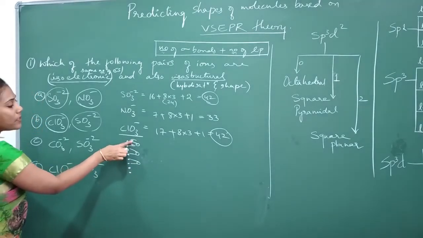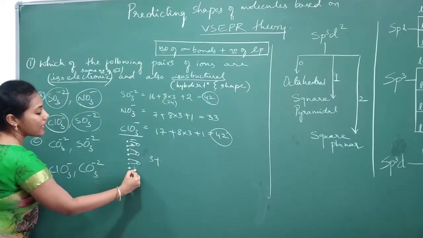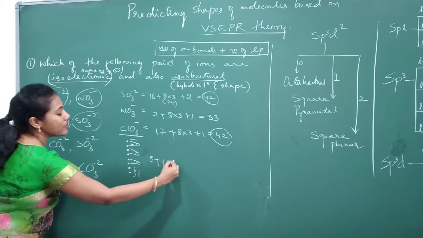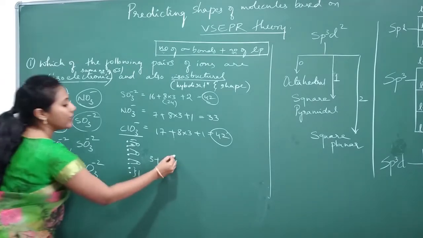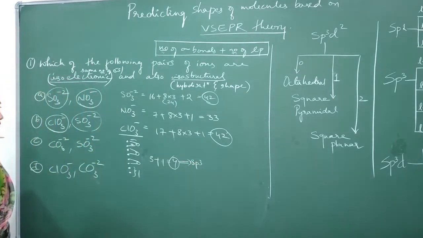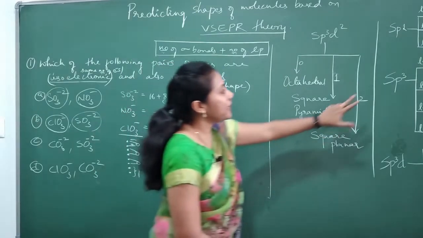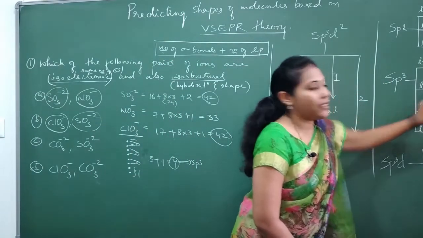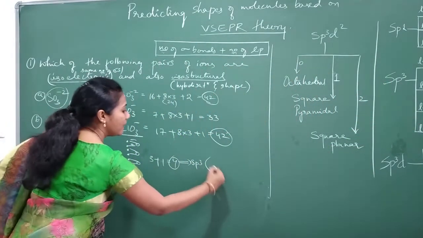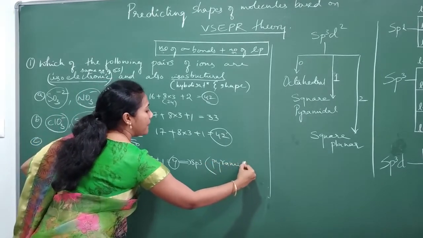So how many sigma bonds? 1, 2, 3. Okay, so 3 sigma bonds plus how many lone pairs? 1 lone pair. So you are getting a number 4. Number 4 in the sense it is sp3 hybridization. Okay, and 1 lone pair is there. sp3 hybridization with 1 lone pair. Shape is pyramidal, right? Hybridization is sp3 and shape is pyramidal.